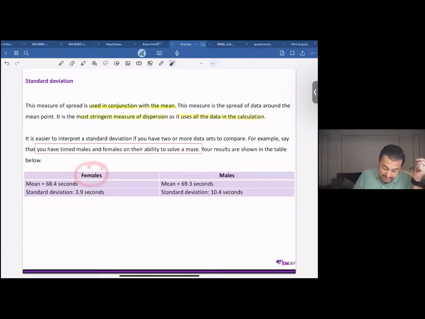Let's just say for females, the mean, or the average, is 68.4 seconds. For males, the average is 69.3 seconds. Do you realize both of these results that you have are pretty similar to each other? I mean, they're pretty close to each other, right? Now, however, if I look at the standard deviation over here, for females this is 3.9 seconds. For males, this is 10.4 seconds. Now, if you have a closer look, the difference between the mean isn't much. However, the difference between standard deviation is a lot.